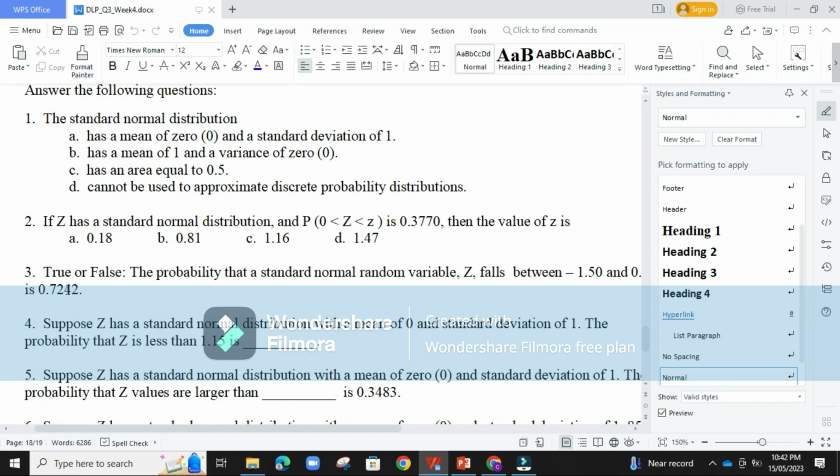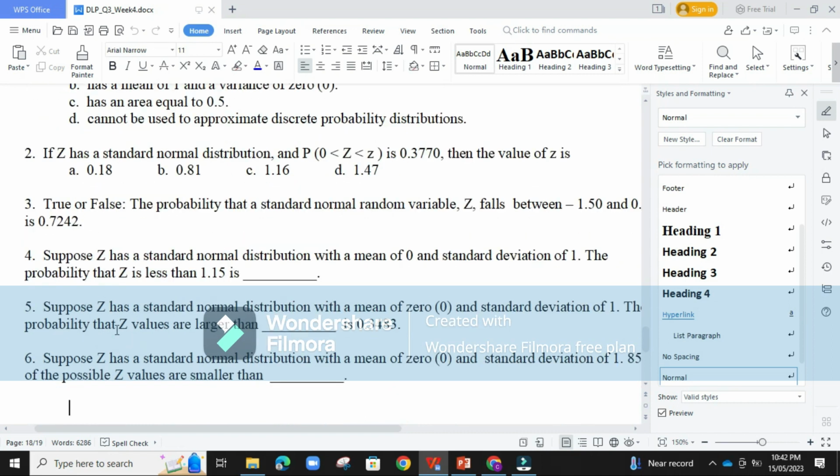Number 3. True or false? The probability that a standard normal random variable Z falls between negative 1.50 and 0 is 0.7242. Number 4. Suppose Z has a standard normal distribution with a mean of 0 and standard deviation of 1. The probability that Z is less than 1.15 is blank. Okay. Number 5. Suppose Z has a standard normal distribution with a mean 0 and a standard deviation of 1.